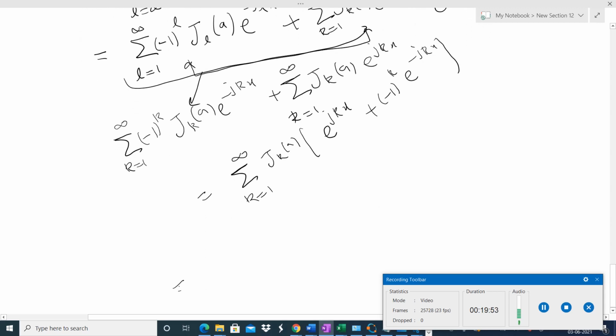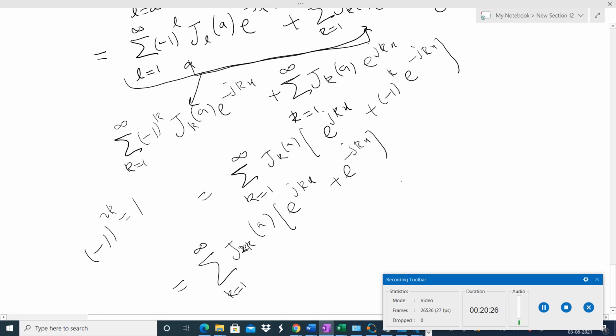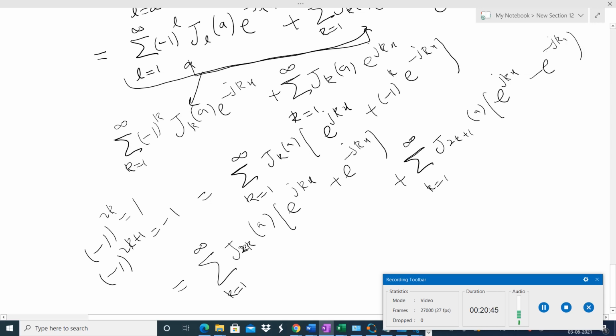Now we will break it into two parts. One is for odd terms, the other is for even terms. So for even terms you can directly write like this: k equal to 1 to infinity, J 2k of a. Whenever I write 2k here, it will be minus 1 to the power 2k, which is an even number, so this will become 1. So I can write e to the power jkx plus e to the power minus jkx, plus the other part will be for the odd part, so J 2k plus 1 of a. Then you know minus 1 to the power 2k plus 1 will be minus 1. So this will be e to the power jkx minus e to the power minus jkx.